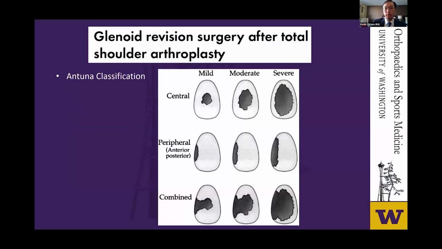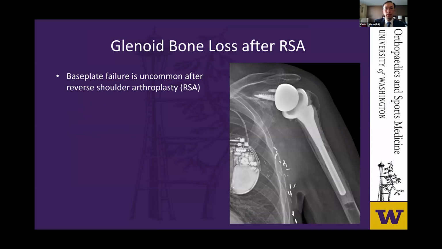The Antuna classification was developed to characterize different patterns of bone loss, and as one might anticipate, those with more severe bone loss and uncontained defects represent more challenging cases to achieve component fixation. Due to the rigid fixation achieved in reverse shoulder arthroplasty base plates, base plate failure and resultant glenoid bone loss is less common. And while not common, catastrophic failure can be seen in the setting of trauma.